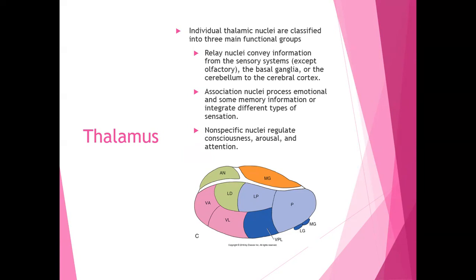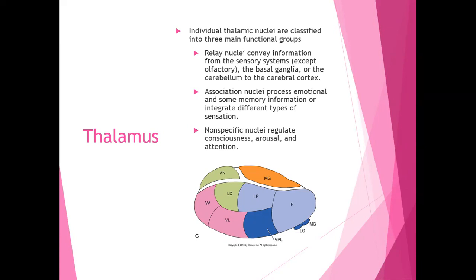They convey information from the sensory systems. That's what we talked about before. The thalamus is going to take information from the somatosensory system and relay it to the basal ganglia or the cerebellum or the cerebral cortex. And those are relay nuclei. We also have association nuclei, which process emotional information and some memory information, and they integrate different types of sensation. So the thalamus isn't just passing stuff on, it's also processing. It's doing a lot of processing.